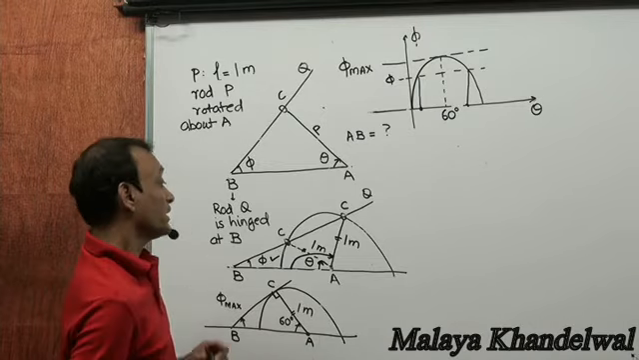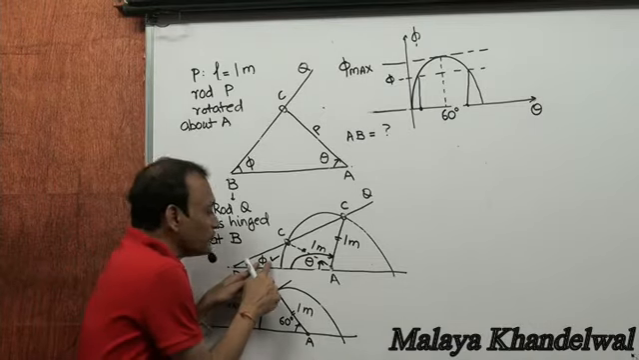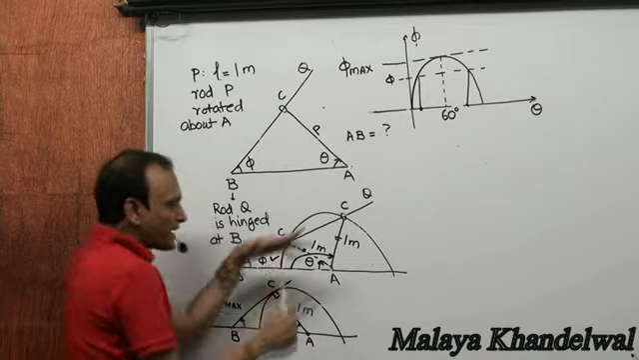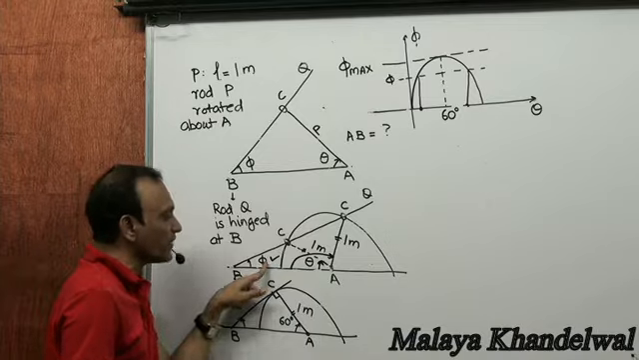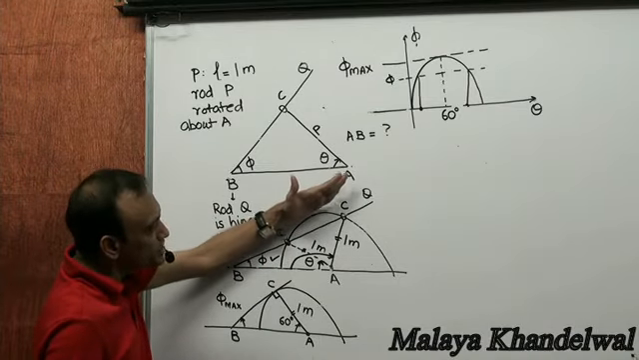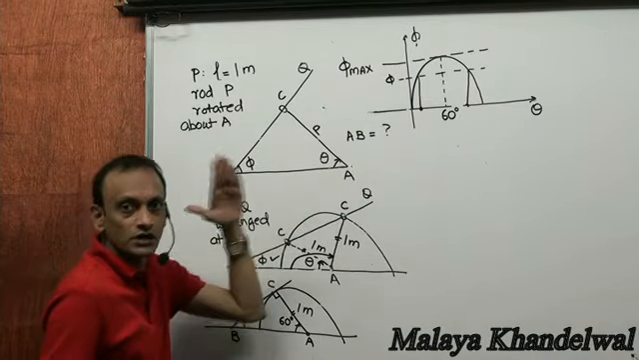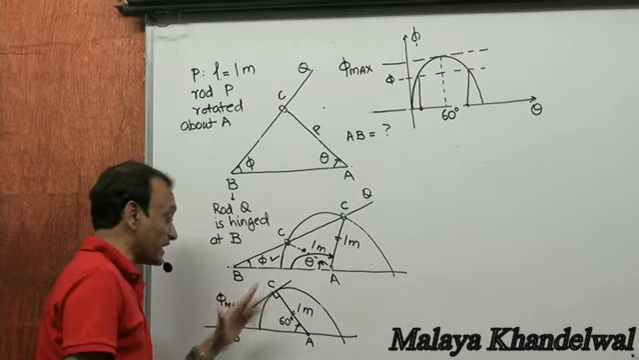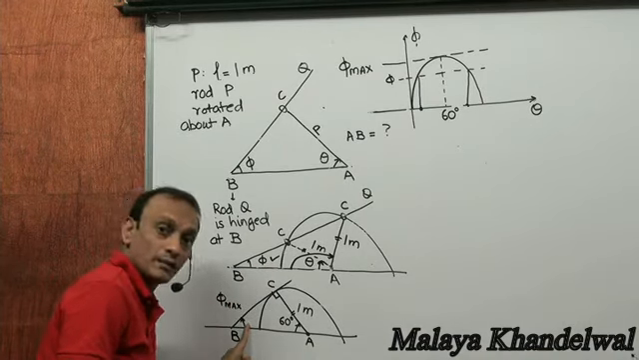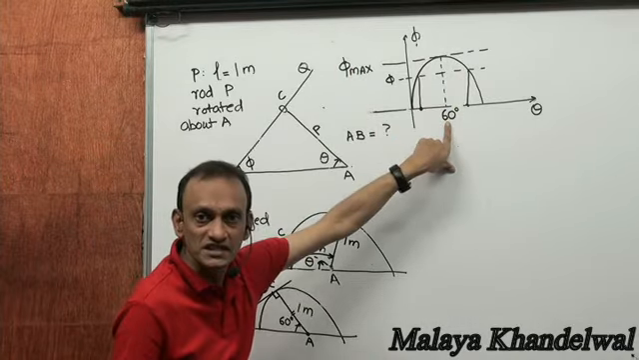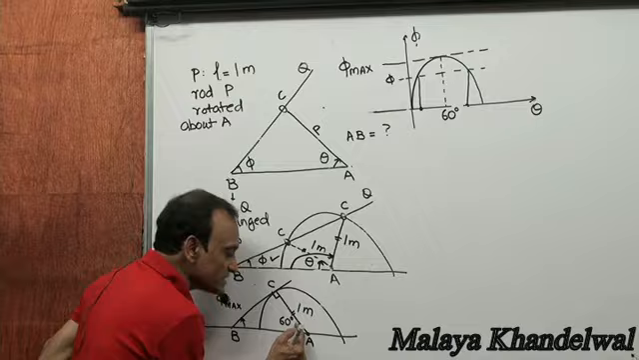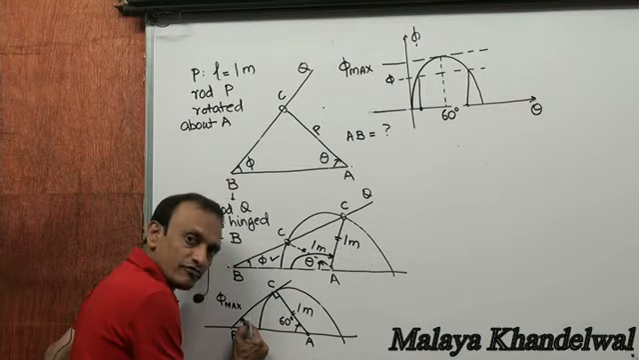Now, evidently, this phi would become a maximum if this rod Q becomes a tangent to the circle, isn't it? This phi would reach its greatest value when the rod becomes a tangent to the circle. That means this would be the case when this phi would have become a maximum. And when has phi become a maximum? When theta becomes 60 degrees, right? So when this angle is 60 degrees, phi is phi max.